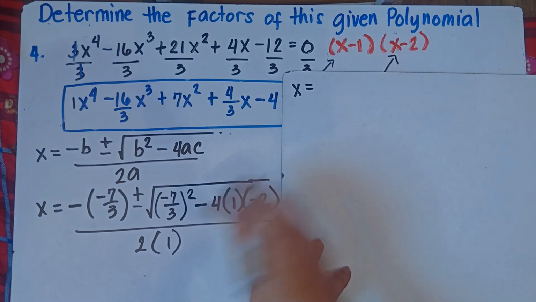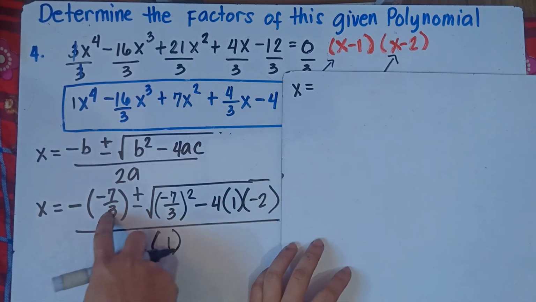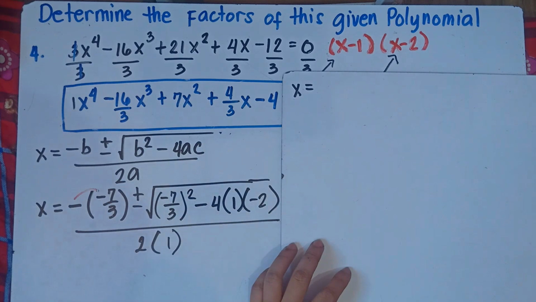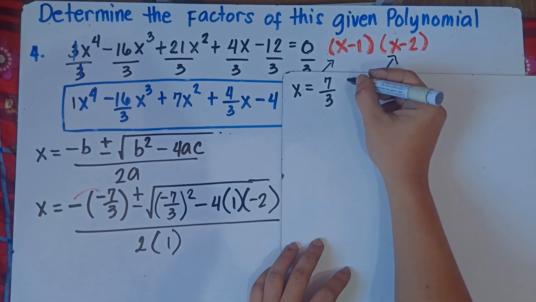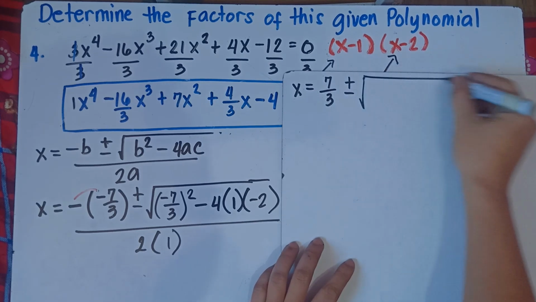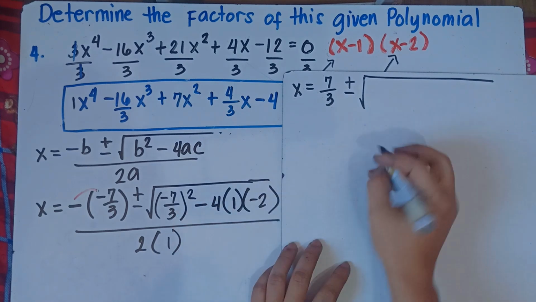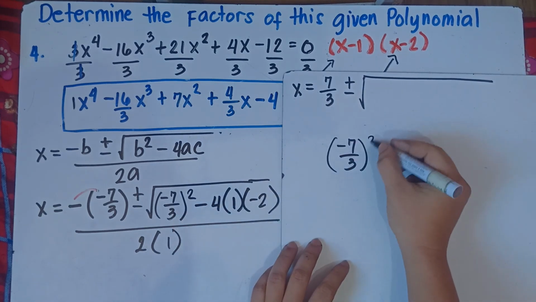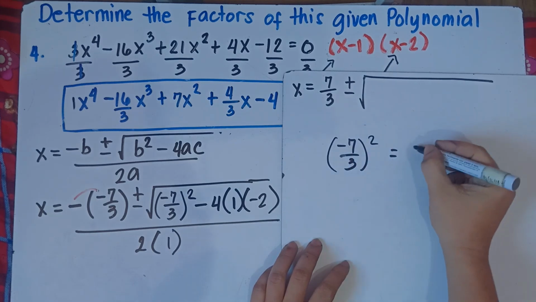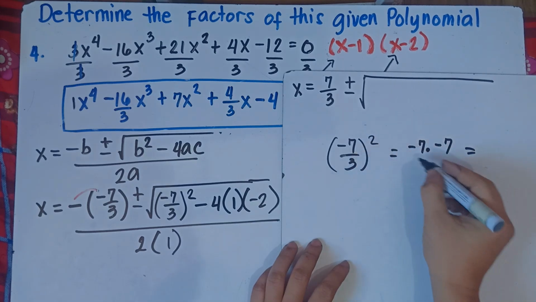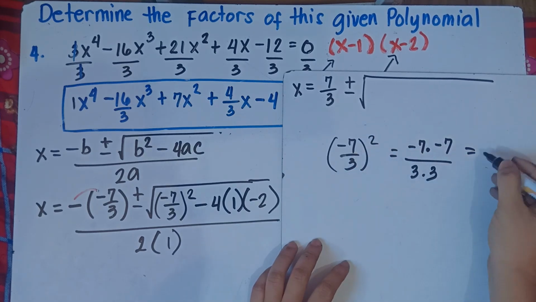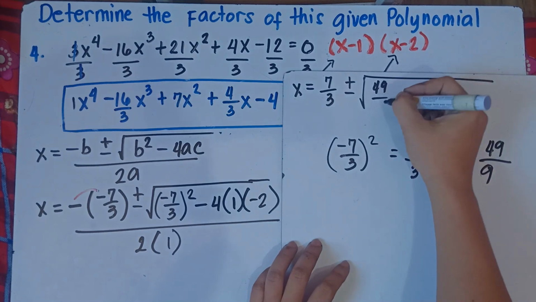So x equals, negative times negative, class, you multiply this one, negative times negative, this will be positive 7 over 3, then plus or minus the square root of negative 7 over 3 squared. You can multiply negative 7 by itself twice. So negative 7 times negative 7, and on the bottom part, this is 3 times 3. Negative 7 times negative 7, that is positive 49. 3 times 3 is 9. So this is 49 over 9.